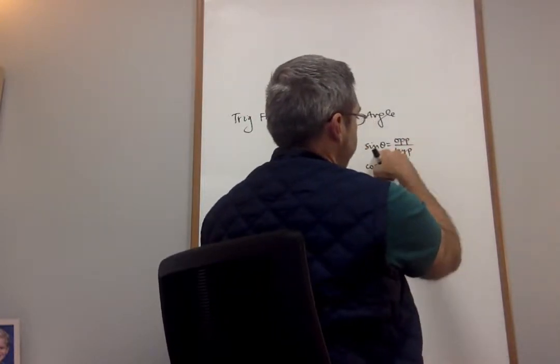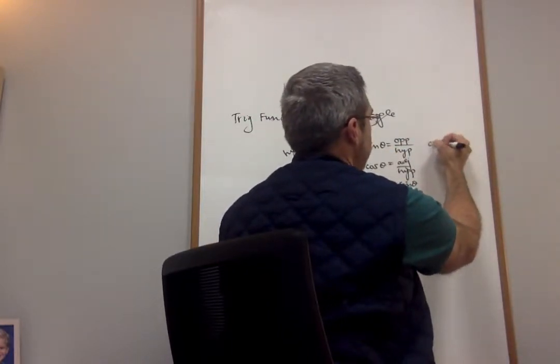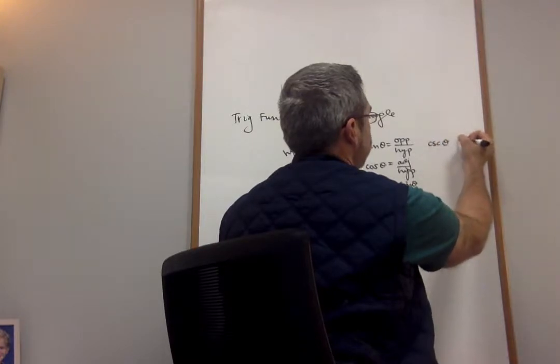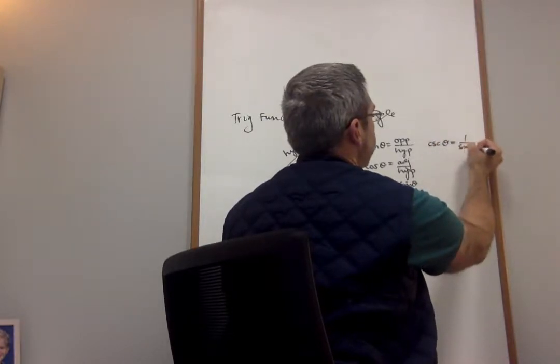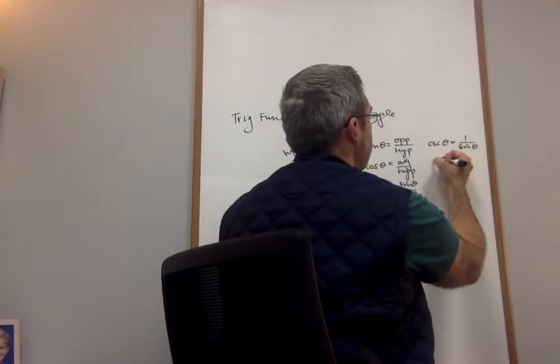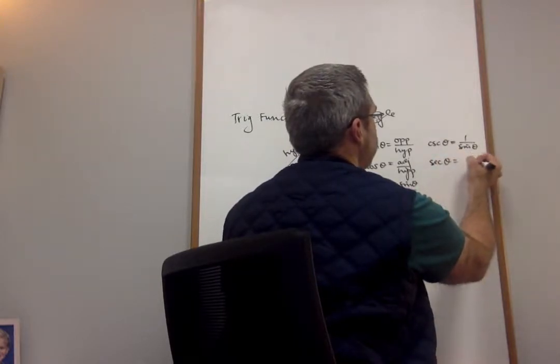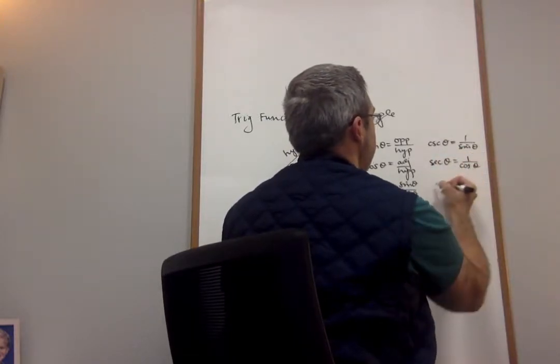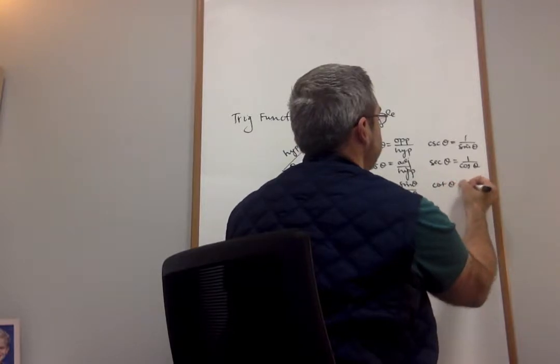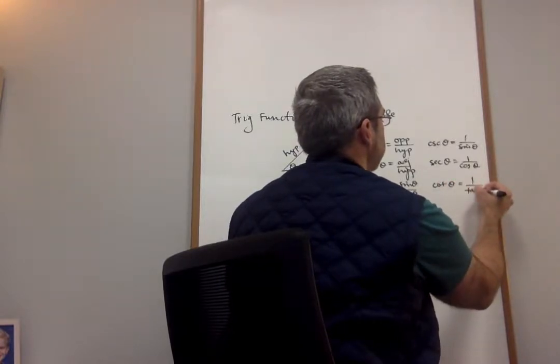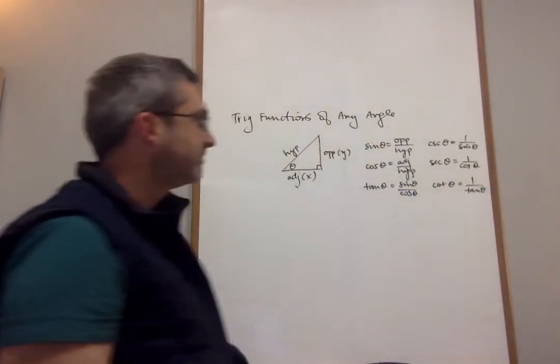And then the opposites of these: remember, the opposite of sine is cosecant, not secant. That's 1 over sine. Secant is 1 over cosine. And cotangent is 1 over tangent. Okay.